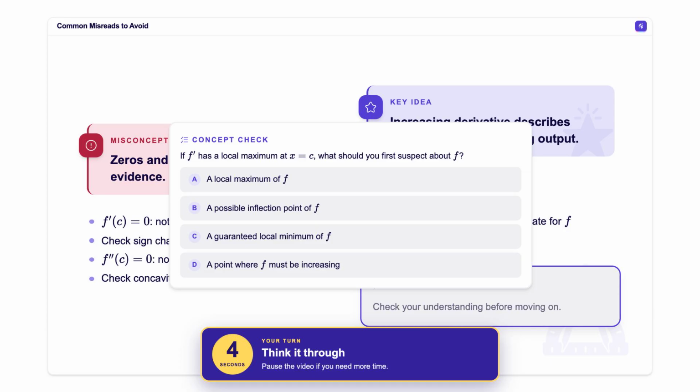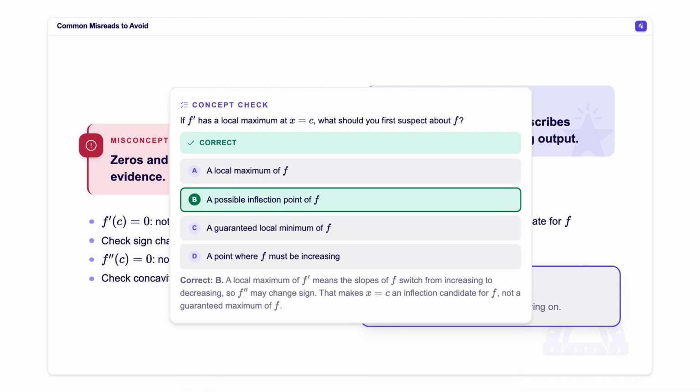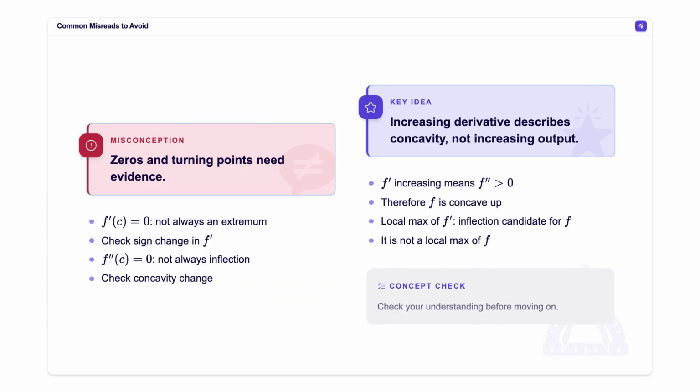Correct. B, a local maximum of f prime, means the slopes of f switch from increasing to decreasing, so f may change sign. That makes x equals C an inflection candidate for f, not a guaranteed maximum of f. Keep these misreads in mind as filters. Zeros need sign change evidence, and derivative behavior describes slope and concavity.